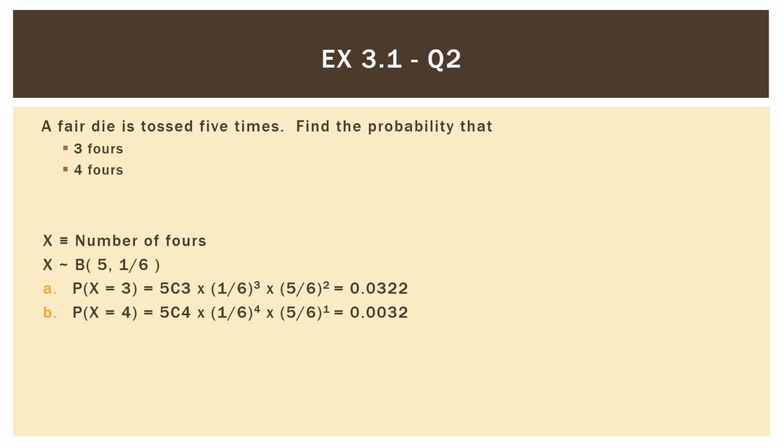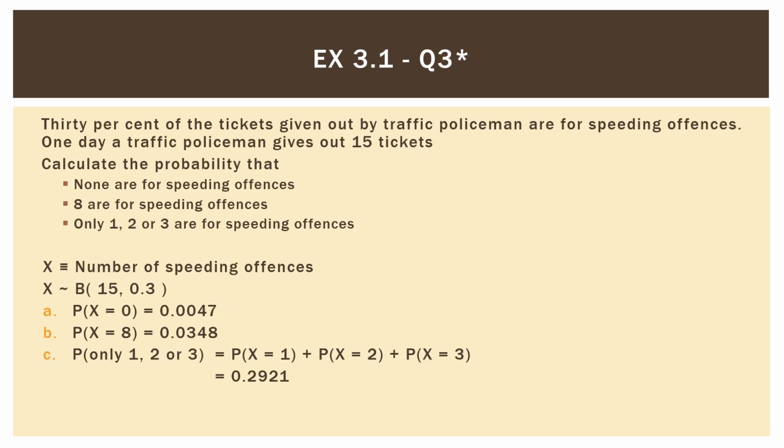Understand? Question 2. A fair die is tossed 5 times, so n is equal to 5. Find the probability of 4s. Your event is the number of 4s. You write down the distribution with n and p. Your n is 5, and why is p 1 over 6? What's the probability of getting a 4 when you roll the die? 1 over 6. All right, I'd like you to do questions 1, 2, 3 in this situation, which I think shouldn't really be a problem.